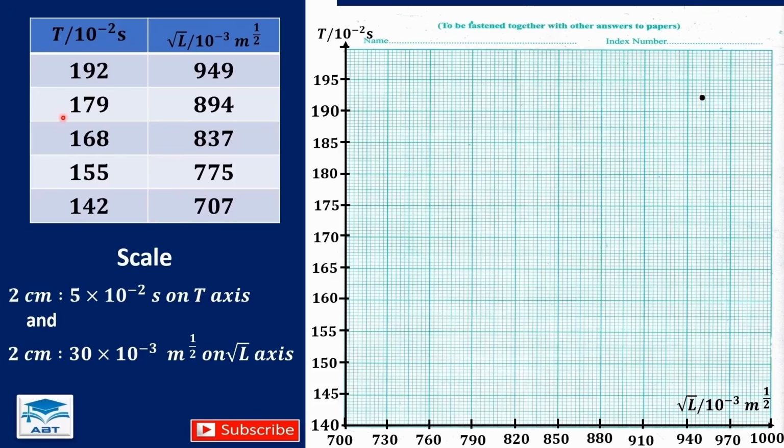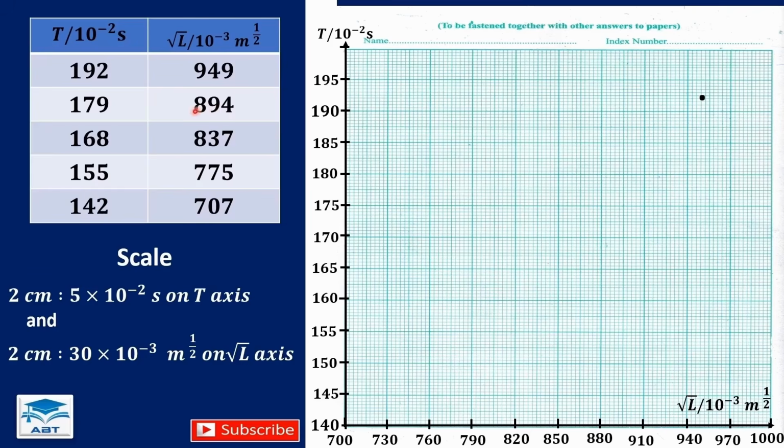The next one we have 179. So this is 175. 2 boxes is equal to 1. So we count 8 more boxes to get 4 added to the 175, making 179.